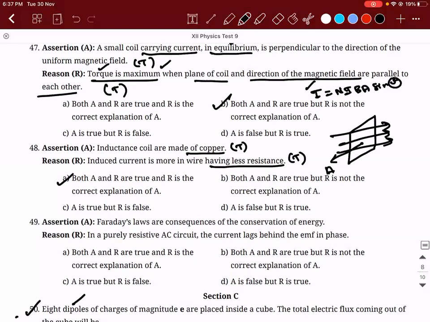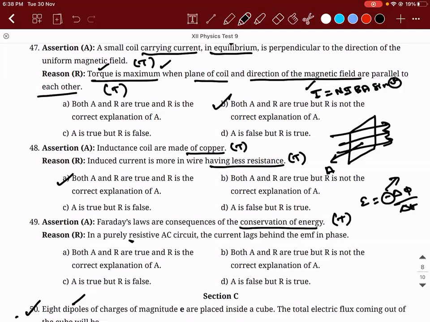Faraday's law, the consequence of conservation of energy. Is it true? First, Faraday's law is related to whom? E is equal to minus delta phi by delta t. The minus sign is indicated by Lenz's law. Lenz's law is a consequence of conservation of energy. So, Faraday's law, I can say it is true.